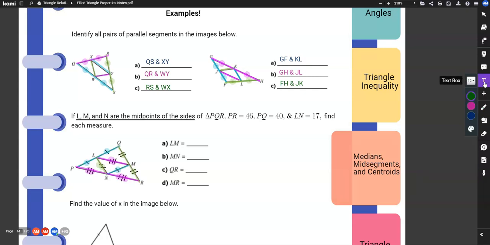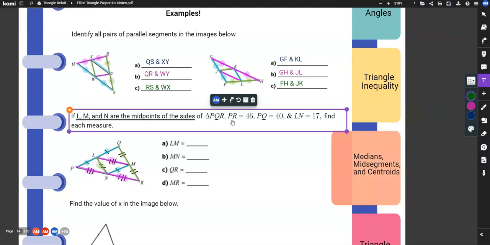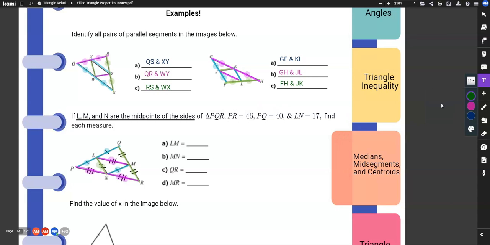All right, so now what I'm going to do is use the relationships between the sides to determine the missing lengths. So first off, it gives me that PR is 46. So again, I'm going to go ahead and color code that information by underlining it. PQ is 40.